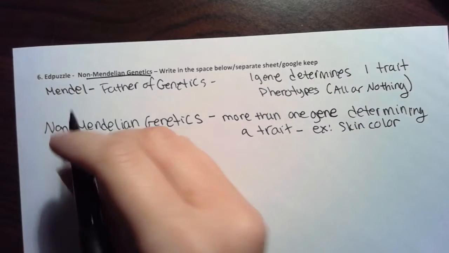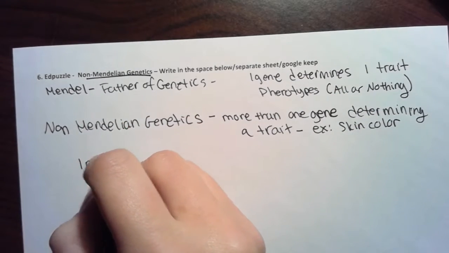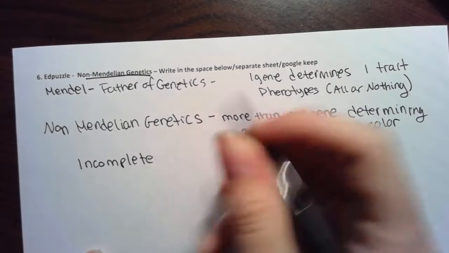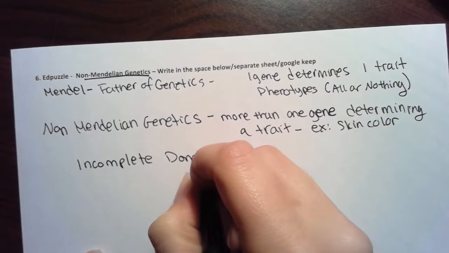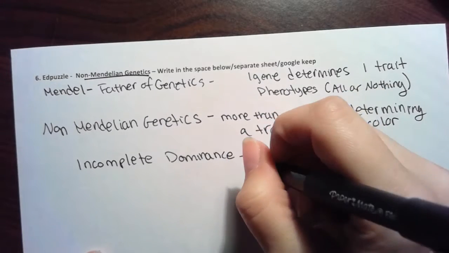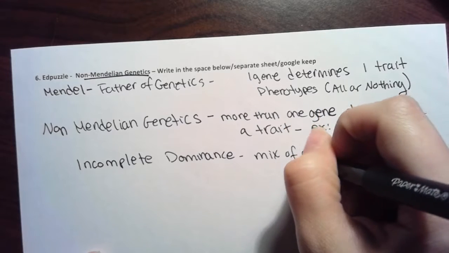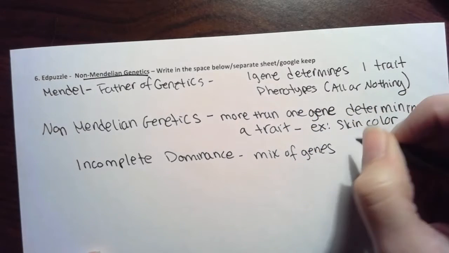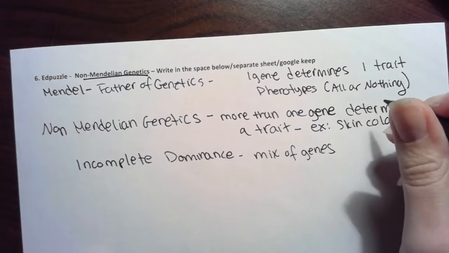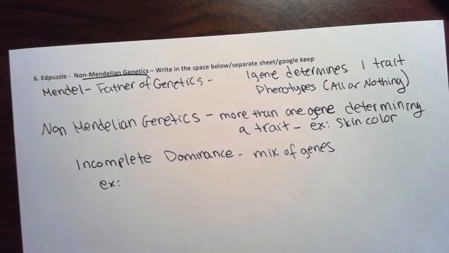Non-Mendelian genetics also talks about incomplete dominance. So incomplete dominance is a mix of genes. Okay? It's a mix of genes. So let me give you an example that'll probably make it a little bit clearer.